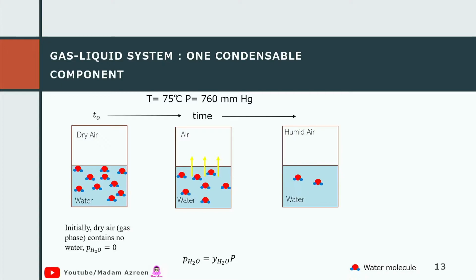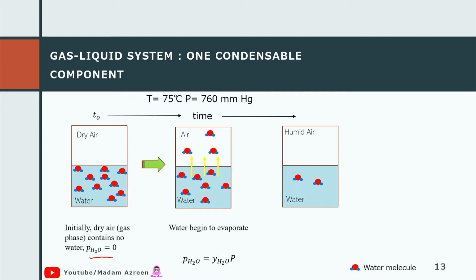Initially the dry air, the gas phase, contains no water. There is no water here. It's solely air, it's dry air. So the vapor pressure of water is equal to 0 initially. After some time, the water will begin to evaporate, and the water molecules will escape from the liquid into the gas phase.